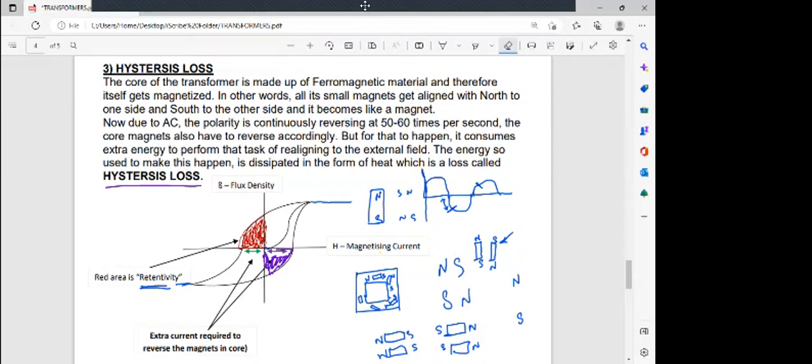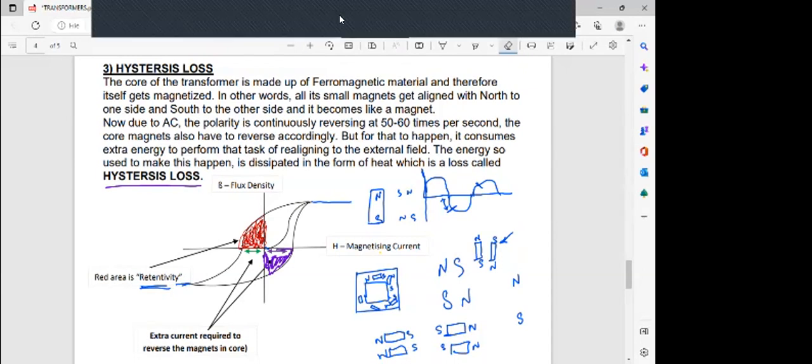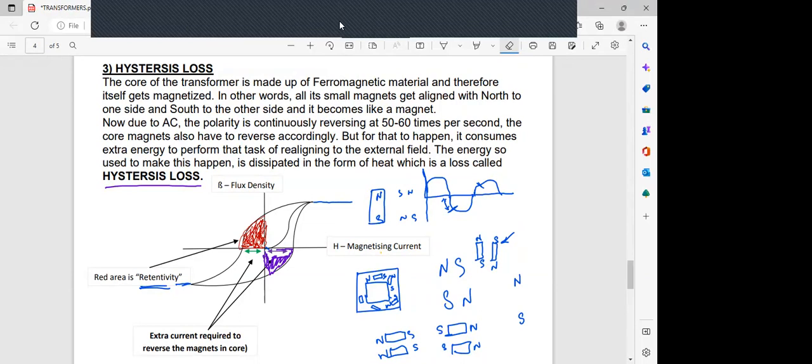Okay, so let us see a video on what is hysteresis loss. The video is in Hindi. Those who do not understand Hindi, if they followed my explanation, you will be able to follow the video without any trouble.